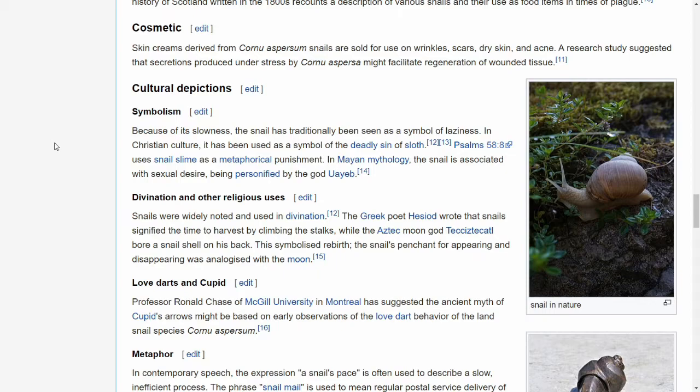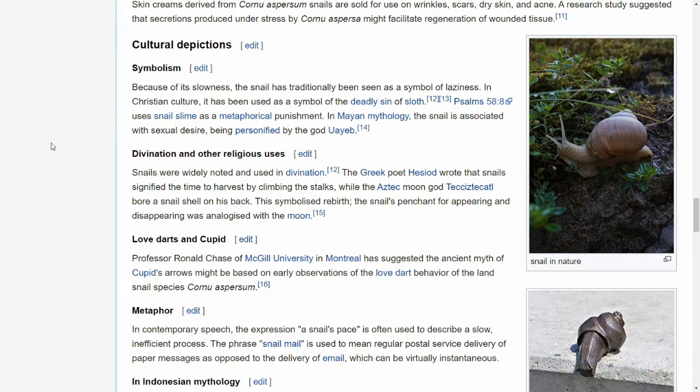Also, just saying, that doesn't make any sense. That snails are what? For the deadly sin of sloth? What? Why isn't it a sloth? Why is it a snail? Why would they do that? I'm getting heated over the snails.